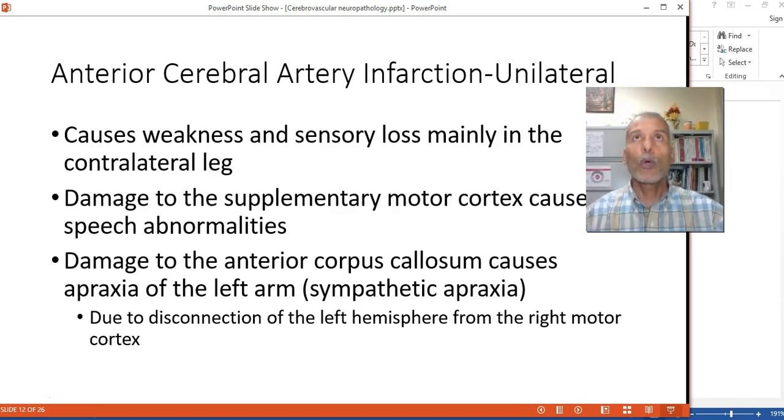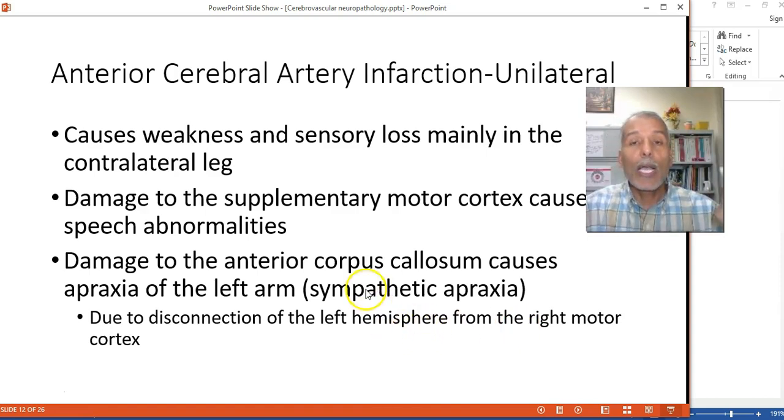So, for example, point to your nose. You just go this way, that way, this way, and you might finally go, oh, my nose here. So the person just goes around and tries to find it, and then they might get it, they might not. So then, this is called sympathetic apraxia. It is in the left arm, and it results from disconnection of the left hemisphere from the right motor cortex.